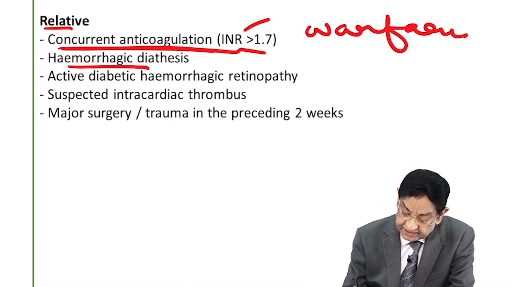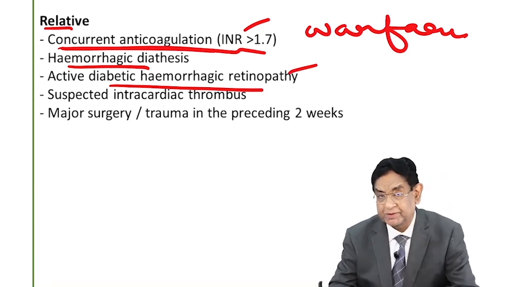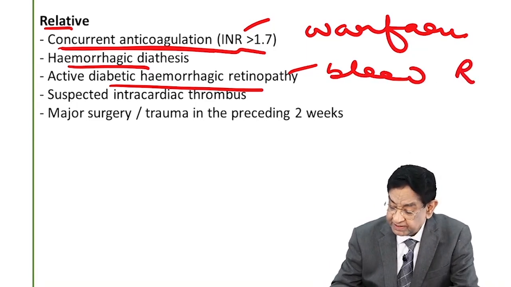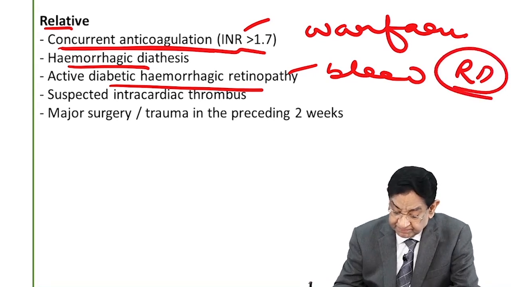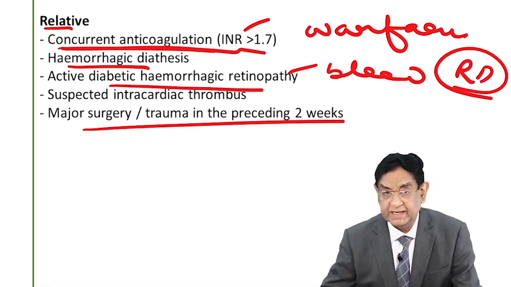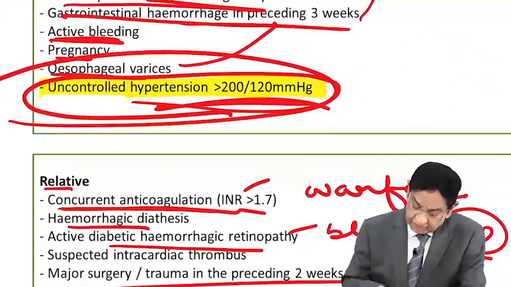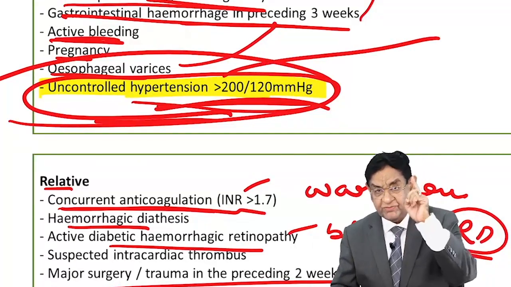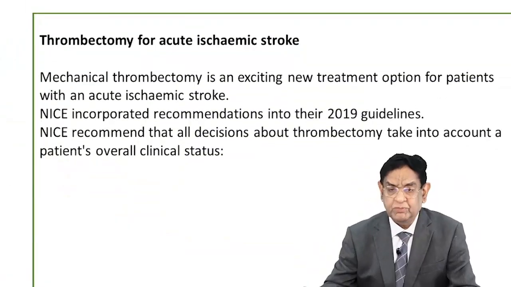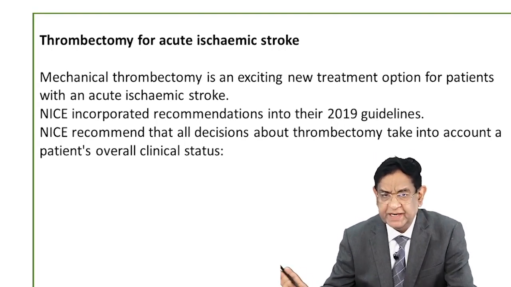Bleeding tendencies, hemorrhagic retinopathy, diabetic retinopathy should be ruled out because it can lead to bleed and it can lead to retinal detachment. RD stands for retinal detachment. Okay, major surgery in the last 2 weeks, they are all relative contraindications. Out of all these, not possible to remember everything, but this is the single most important thing that is very, very important from an exam point of view. Now we talk about thrombolysis. We have to do within 4.5 hours with no contraindication as we discussed.